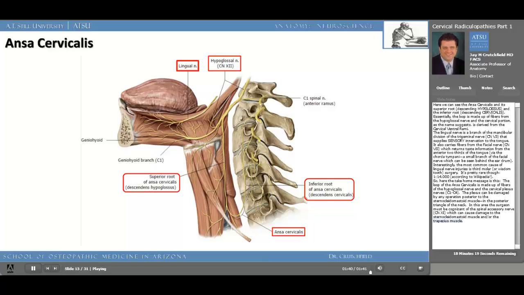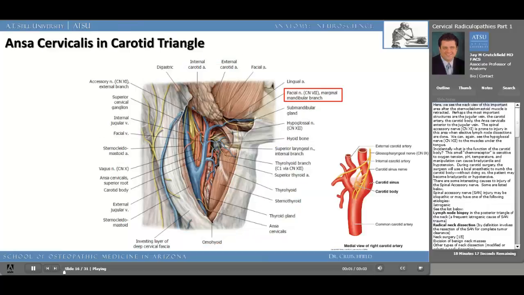Here we can see the neck view of this important area after the sternocleidomastoid muscle is retracted. Perhaps the most important structures are the jugular vein, the carotid artery, the carotid body, the ansa cervicalis, anterior to the jugular vein. The spinal accessory nerve, cranial nerve 11, is prone to injury in this area when elective lymph node dissections are done for patients that suffer from a head and neck malignancy. We can again see the hypoglossal nerve, cranial nerve 12, to the muscles under the tongue.